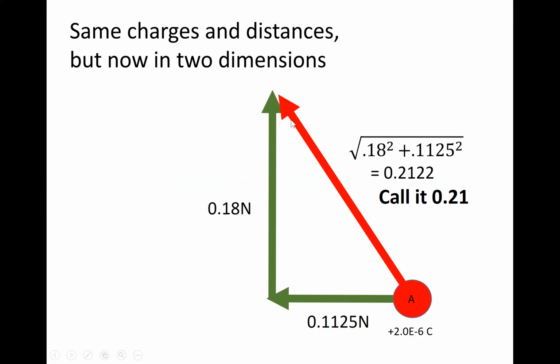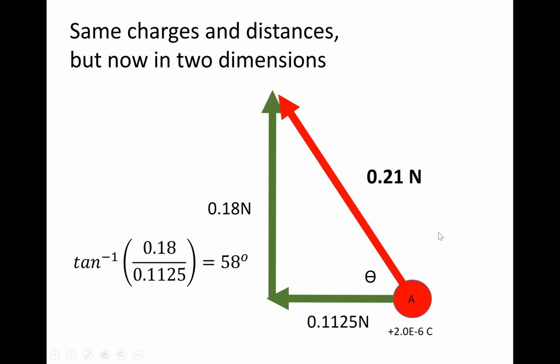Now we can use the Pythagorean theorem to figure out exactly what the hypotenuse is, but a sailor would just get out a ruler and measure it. Okay, so the answer then is going to be 0.21 newtons. And as far as the direction goes, if you were a sailor and had done it on graph paper very carefully, just get out a protractor and measure the angle. That's good enough for sailors, but that's not good enough for you because you guys know trig. So you do the inverse tangent and voila, you get the angle there, so 58 degrees.